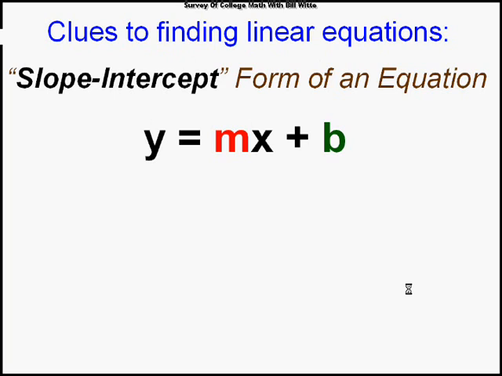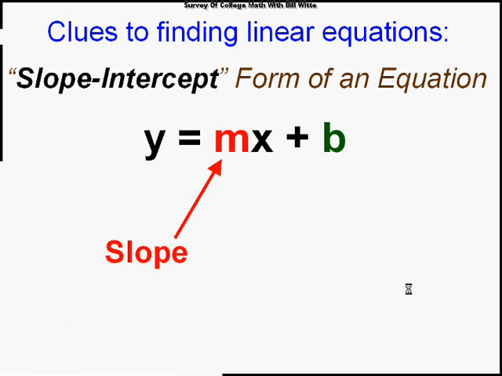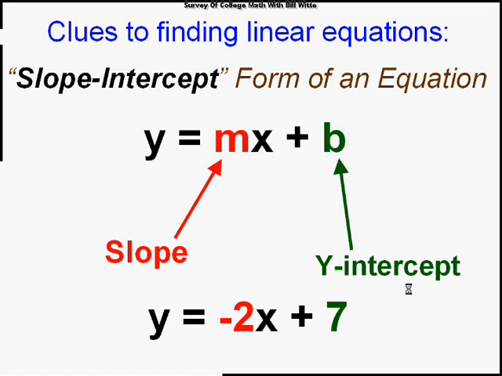A linear equation will always be of the form y equals mx plus b, where m is the slope and b is the y-intercept. You remember that? For instance, y equals minus 2x plus 7. Minus 2 is the slope and 7 is the y-intercept. Now, it doesn't matter what order they're in. Don't forget, the number in front of x is the slope. So in this case, the slope is 3. And the constant by itself, in this case minus 5, is the y-intercept.